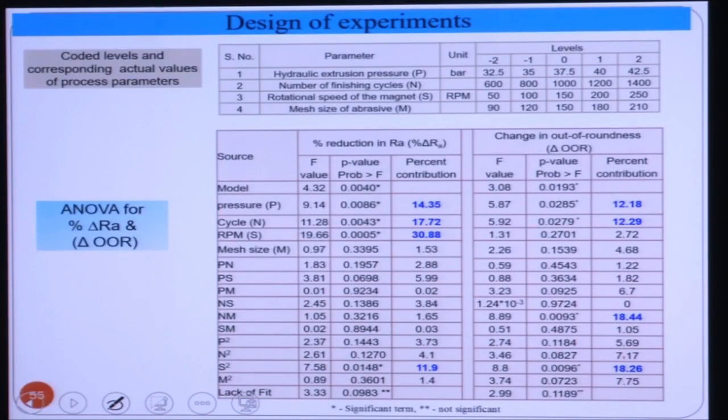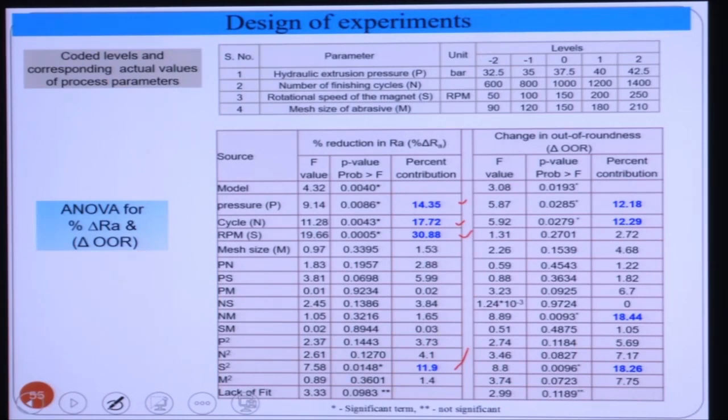So again we have done the design of experiments using hydraulic extrusion pressure of 32.5 to 42.5 bar, finishing cycle of 600 to 1400, rotational speed of the magnet from 50 to 250, and mesh size of the abrasive 90 to 210. Here we can see that rotational speed of the magnet gave the highest contribution, then finishing cycle, then finishing pressure. Then A square, the square of the finishing cycle, and rotational speed of the magnet also give higher contribution, so it is also a very significant parameter.